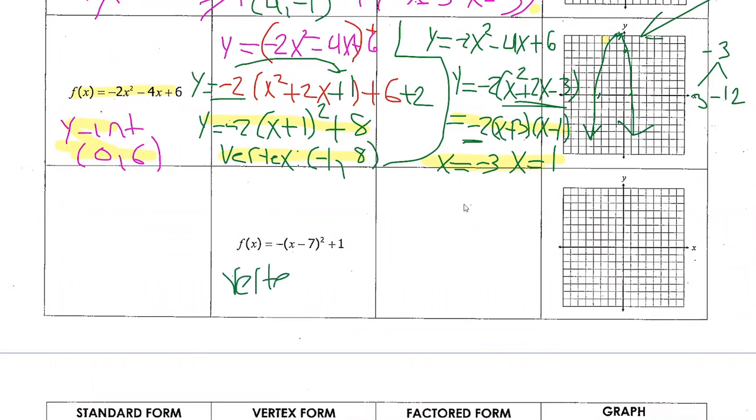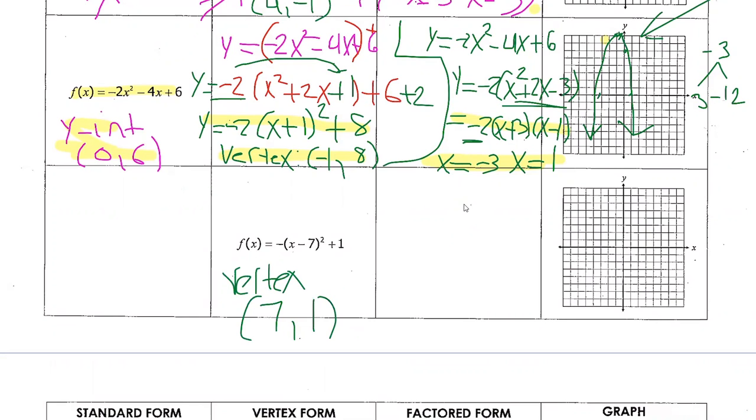Our vertex would be 7, 1. So now we want to get our standard form and our factored form. If you don't have your standard form, you definitely want to find that first. So we have to convert this into standard form.